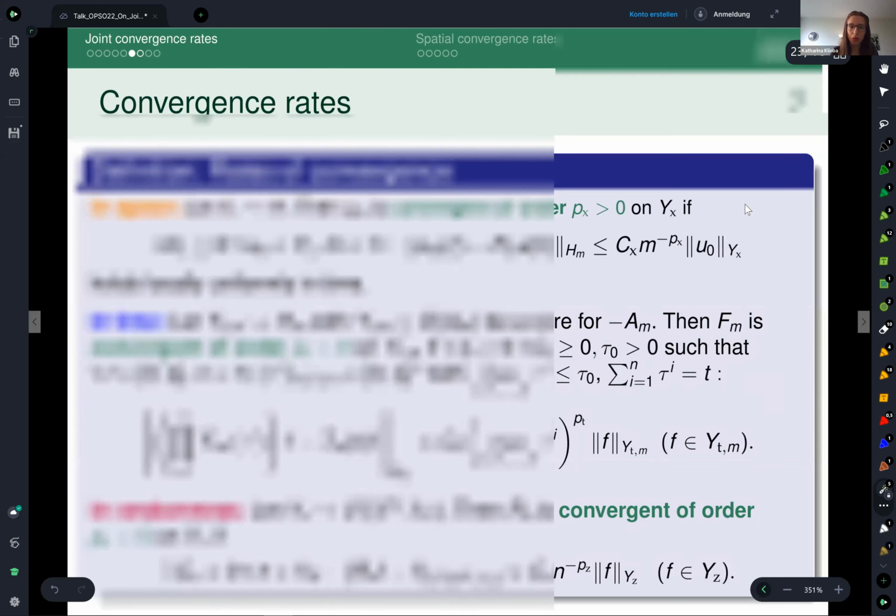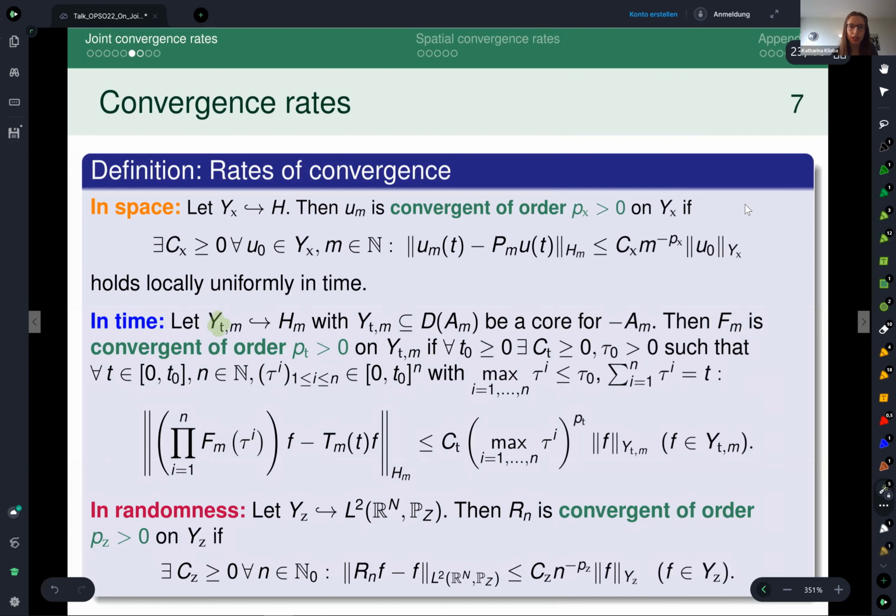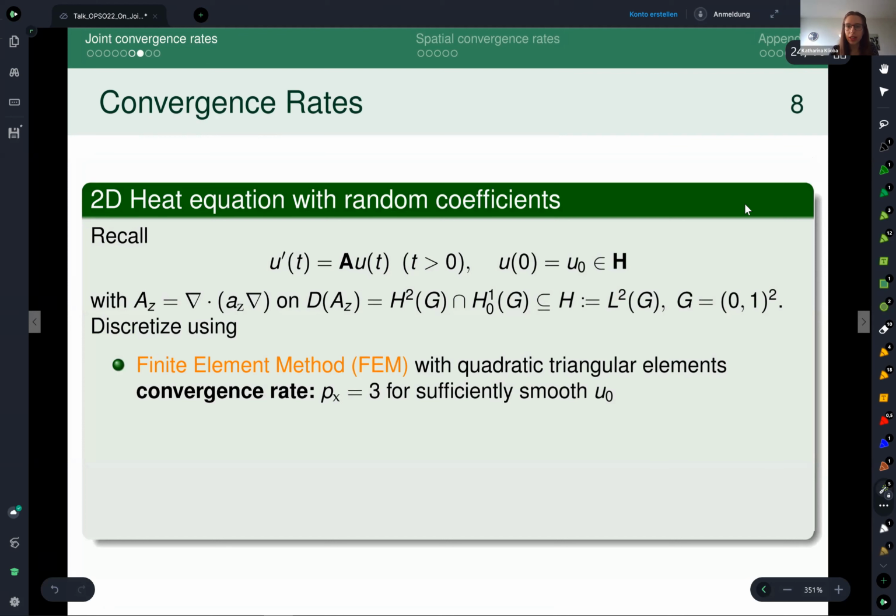And a similar principle holds in randomness, so that we obtain the spaces Y_m for the temporal convergence rate and Y_Z for the randomness convergence rate. So for example, if we look at the previous problem, we have the abstract Cauchy problem with the divergence of A_Z times the gradient as the generator on H^2 intersected with H^1_0. And we could, for example, perform a finite element method with, say, quadratic triangular elements. This is known to have convergence rate of 3, given that the initial datum is sufficiently smooth. I'll come back to that in the second part of my talk, so please allow me to be vague for the moment and say sufficiently smooth.